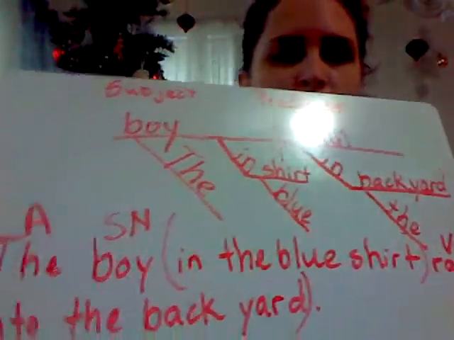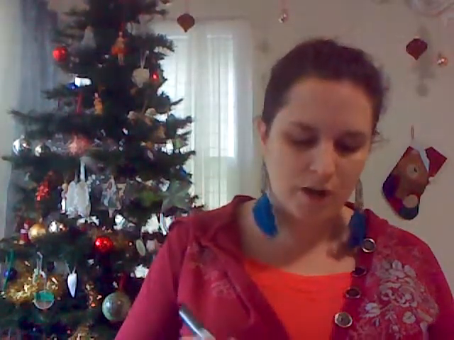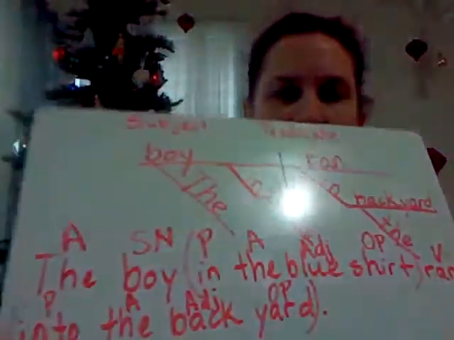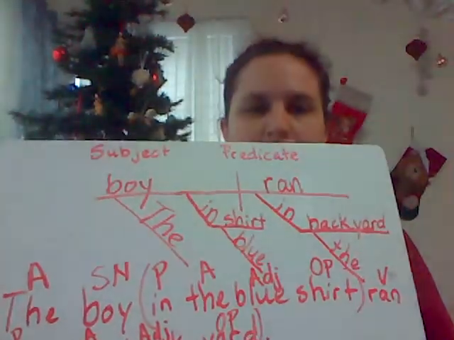Okay, if we continue with prepositional phrases, in, preposition. In what? Shirt. Object of the preposition. What kind of shirt? Blue. Adjective. The, article, adjective. Into, preposition. Into what? Yard. Object of the preposition. What kind of yard? Back. Adjective. Or which yard? Backyard. Adjective. The, article, adjective. So I've got this all classified out. I've got it diagrammed out. You can see how things belong with what.